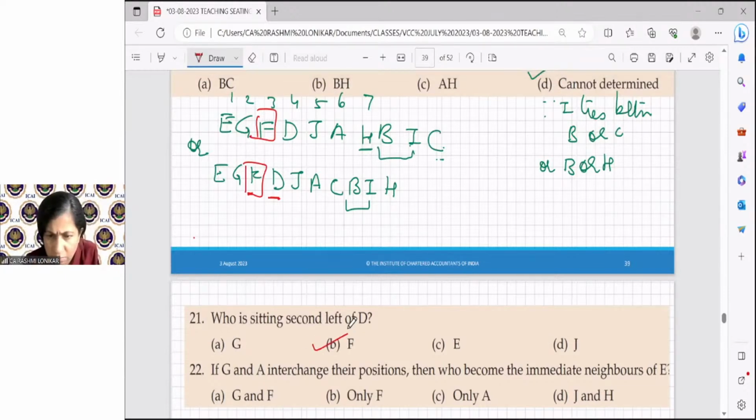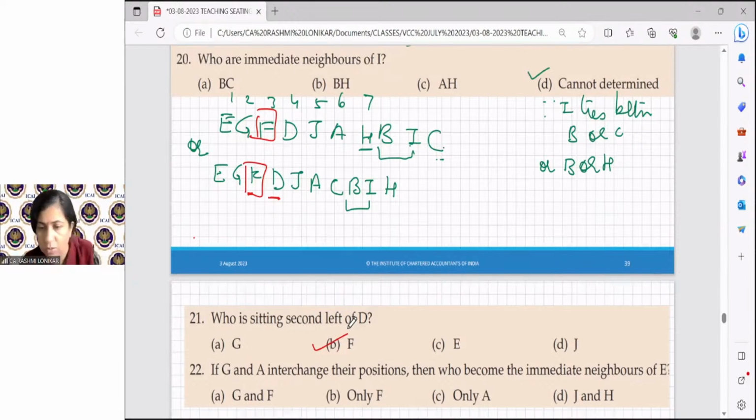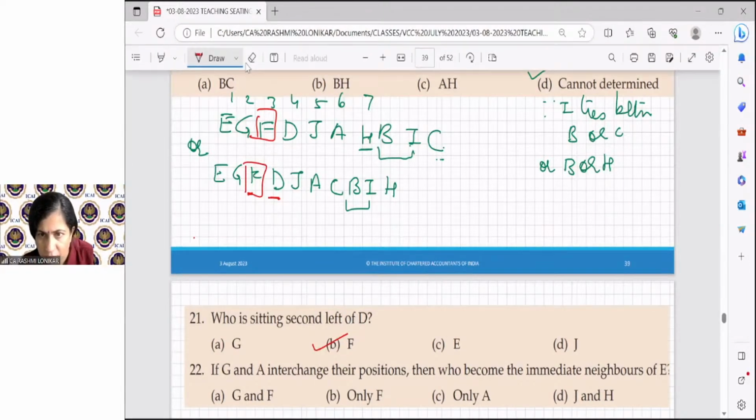21. Oh, sorry. Second left of. Who is sitting second left of D? This is D, second left. 1, 2. So in this, D is here. 1, 2. So this is the second left of D. Second left of D is G. So A will be the correct answer.